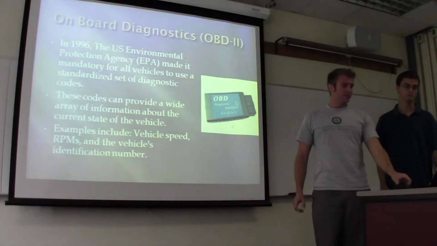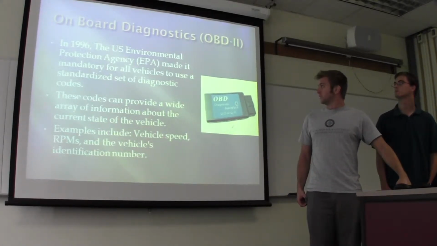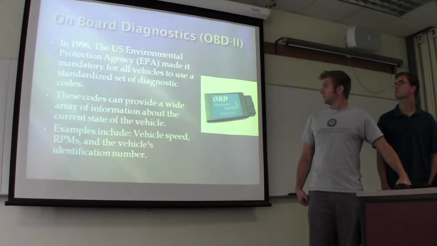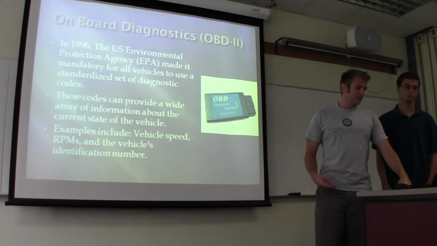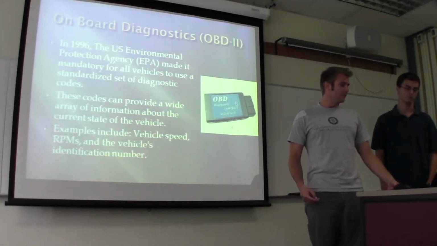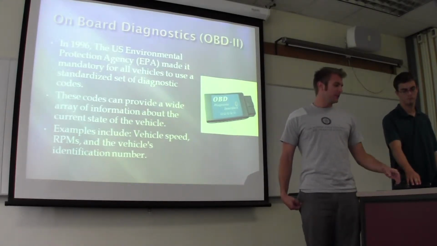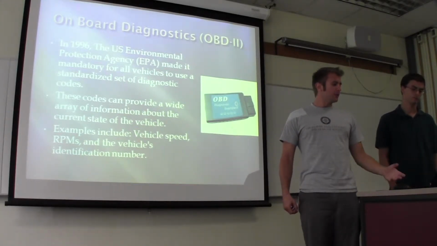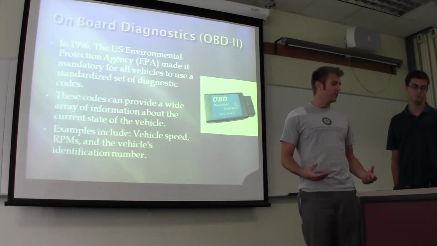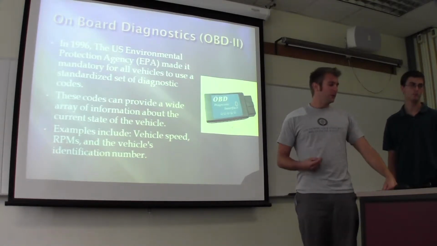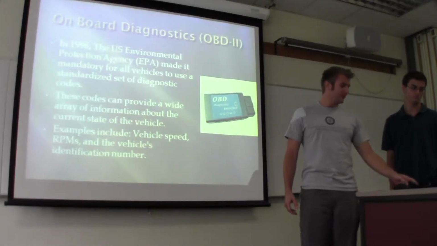The US EPA made it mandatory for all cars after 1996 to include a standardized set of diagnostic codes. From this device you can query all sorts of things, like vehicle speed, RPMs, VIN number, and the like. We plan on using those to make our application more verbose. But what we need most importantly is that we can also query the diagnostic trouble codes.